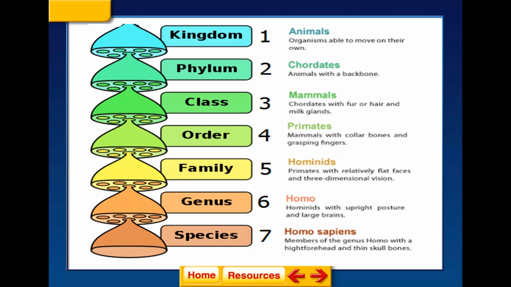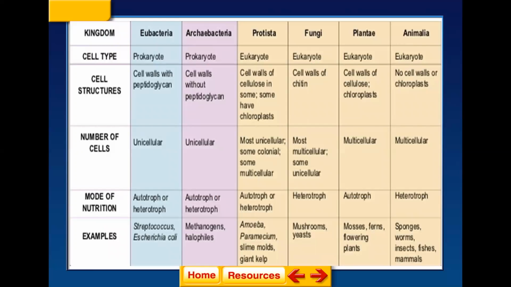Organisms are actually divided into levels: kingdom, phylum, class, order, family, genus, species, from the broadest to the most specific, from kingdom to species. Seven levels, or seven taxa, are there. Kingdoms: six kingdoms are there: Eubacteria, Archaebacteria, Protista, Fungi, Plantae, and Animalia. These six kingdoms, the living organisms are divided into.